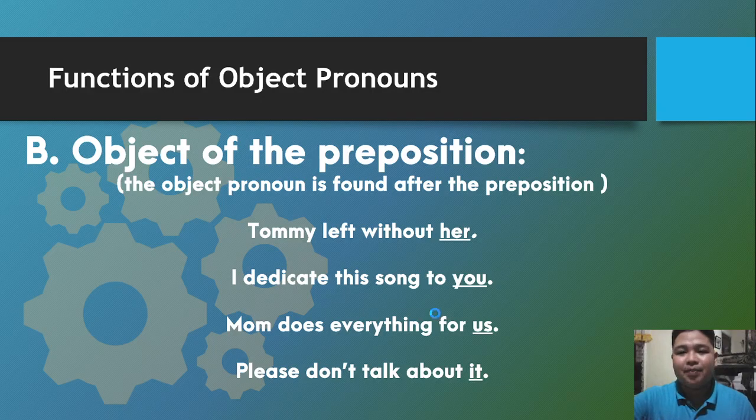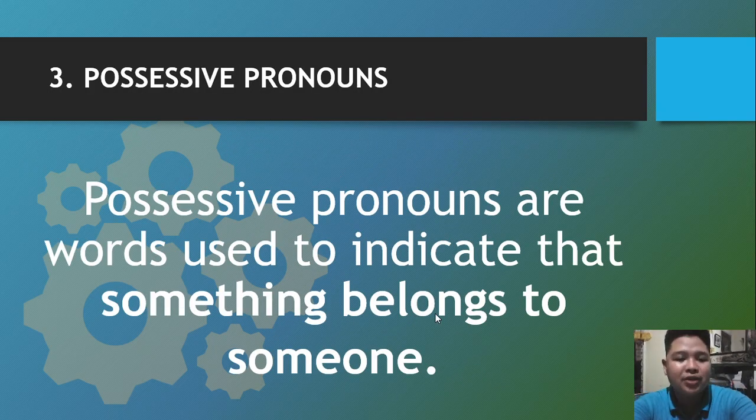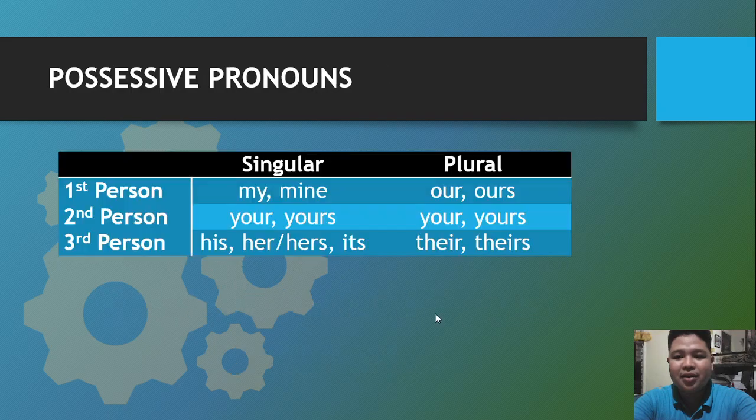Okay, next, possessive pronouns are words used to indicate that something belongs to someone or showing ownership. Okay, so these are the different possessive pronouns: my, mine, ours, yours, his, her, hers, its, their, and theirs.